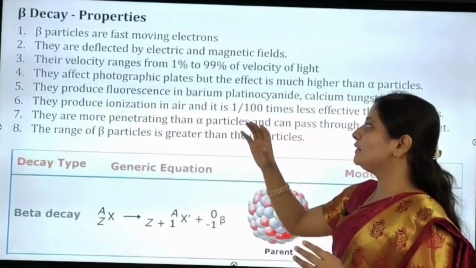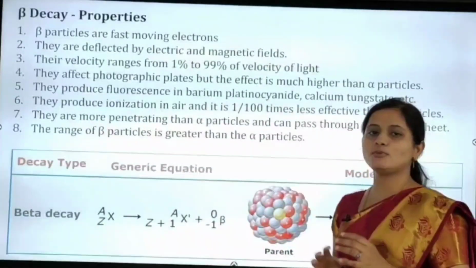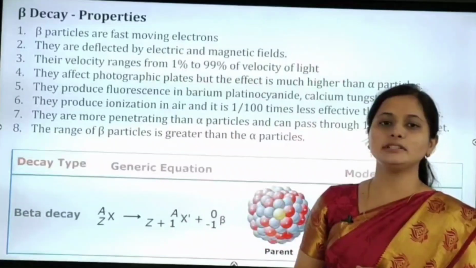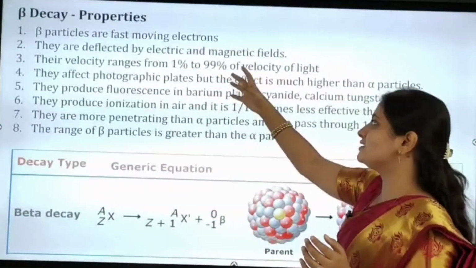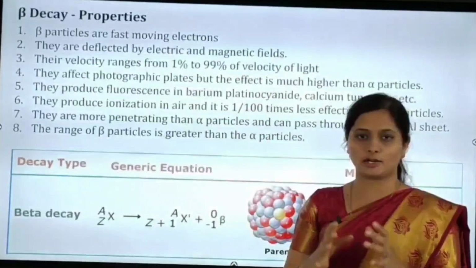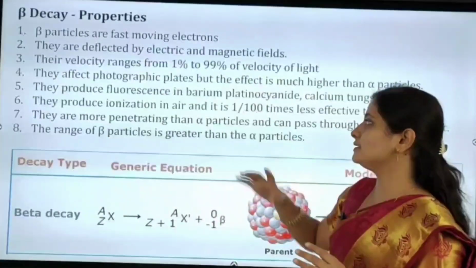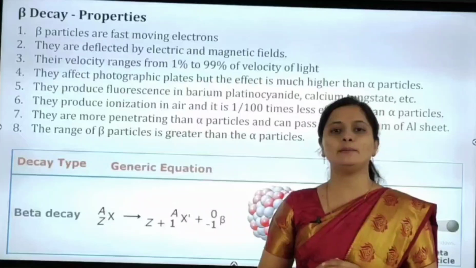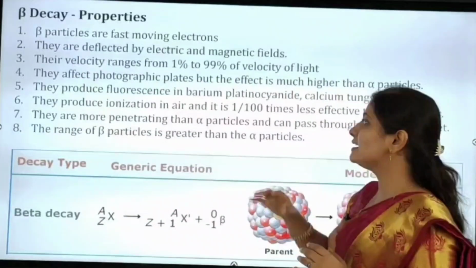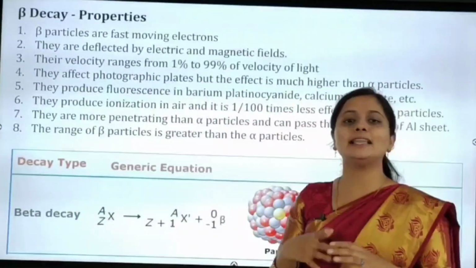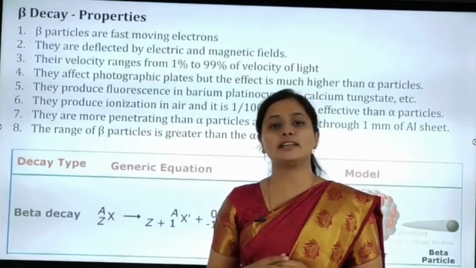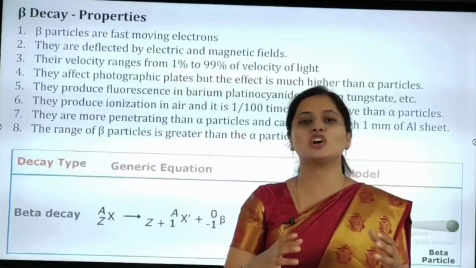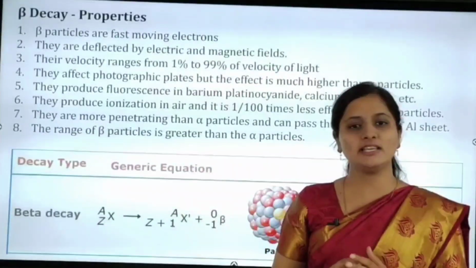So see here, beta particles are the fastest moving electrons. The first property is that the beta particle is a fast moving electron. Next, the second property is that they are deflected by electric and magnetic fields. Why will it be deflected by electric and magnetic fields? Because the beta particle is negatively charged.